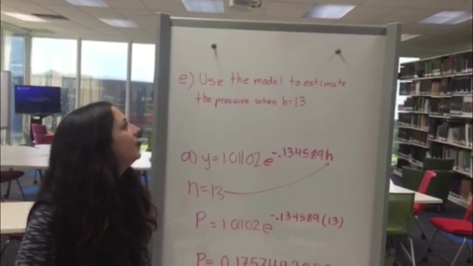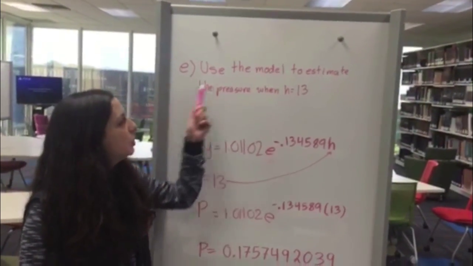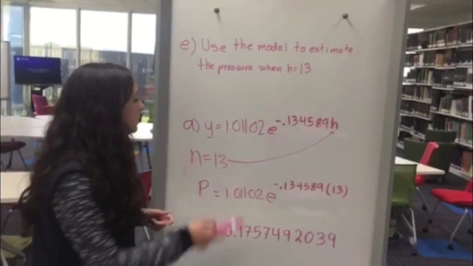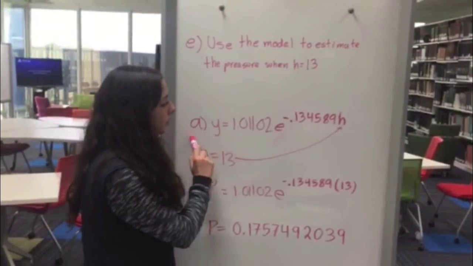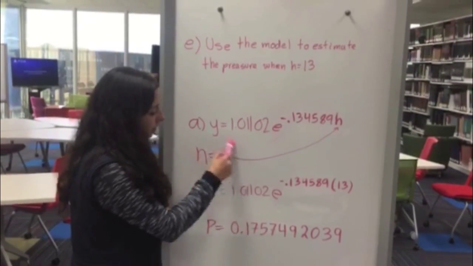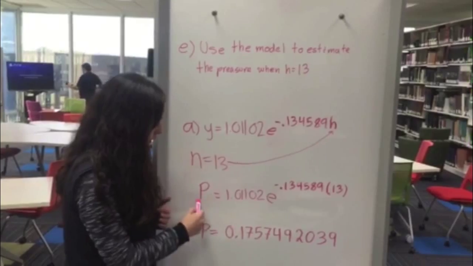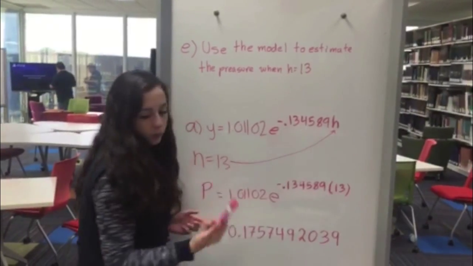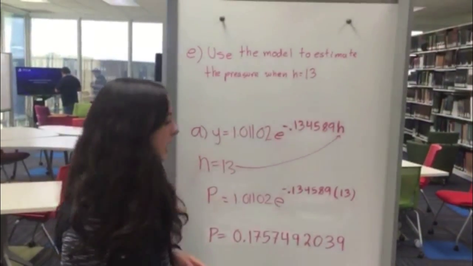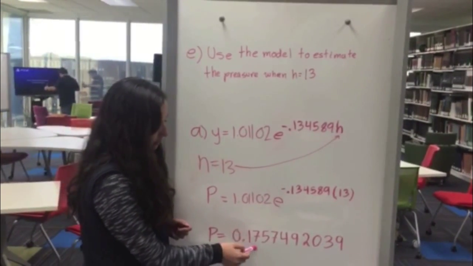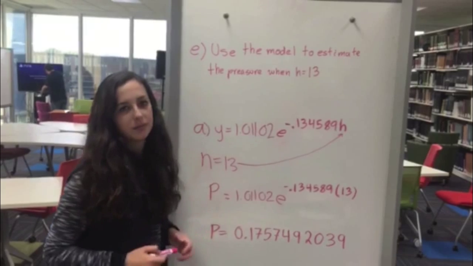So in letter E, it says use the model to estimate the pressure when H equals 13. So what you need to do is, with the equation you got in letter A, we will plug in h, that is 13, in here, in the exponent. And so you will have this. And once you calculate it on the calculator, the answer you will get is P equals 0.1757 and so on.